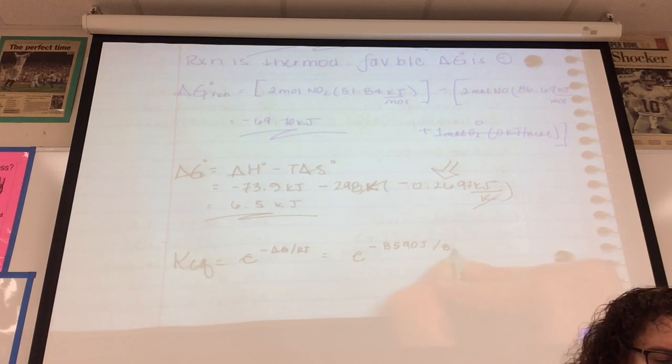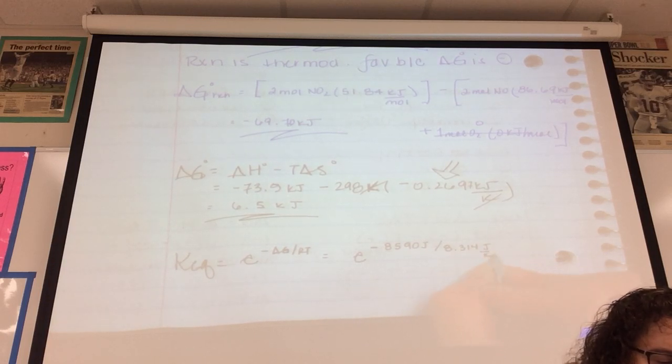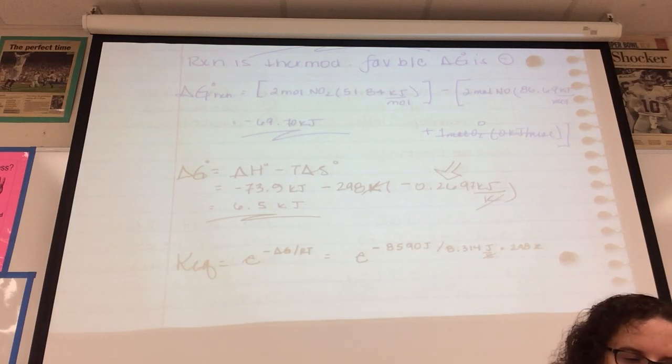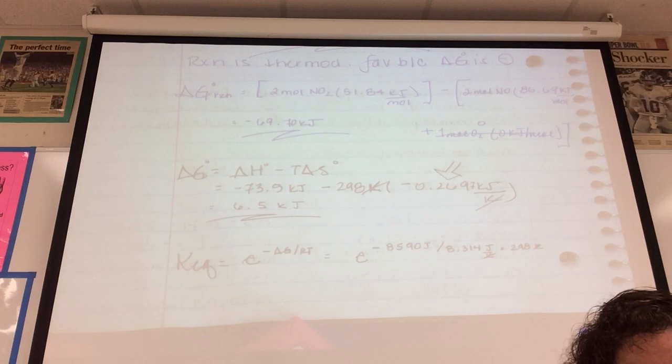R is 8.314 joules per mole Kelvin, and the temperature is 298 Kelvin. Kelvin cancels. I've got negative 8,590 divided by 8.314 times 298. That needs to be in parentheses, equal. And then I'm going to hit second EX, second answer, and go. Wow, that looks kind of funny.